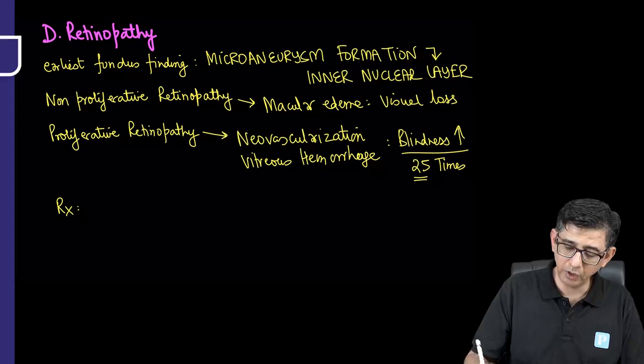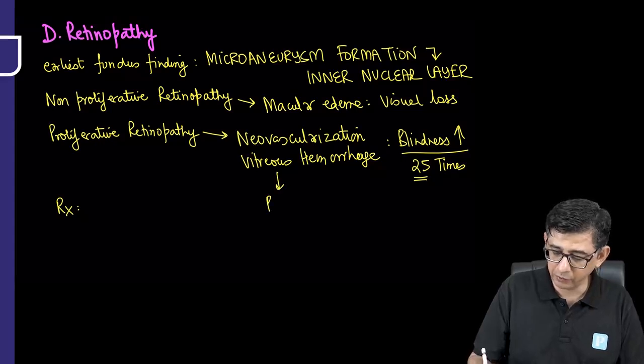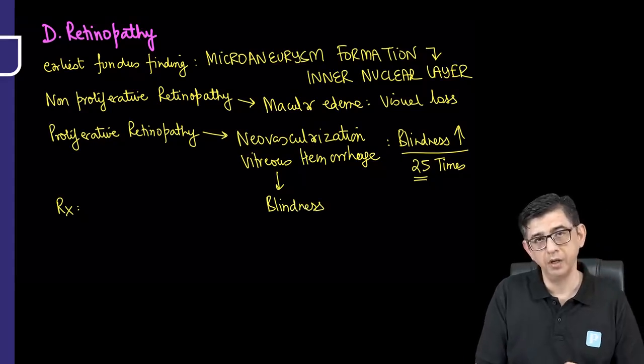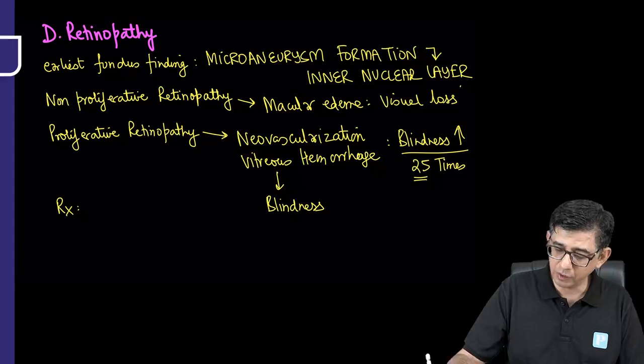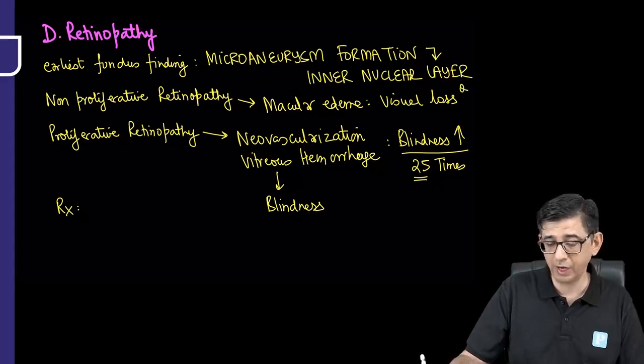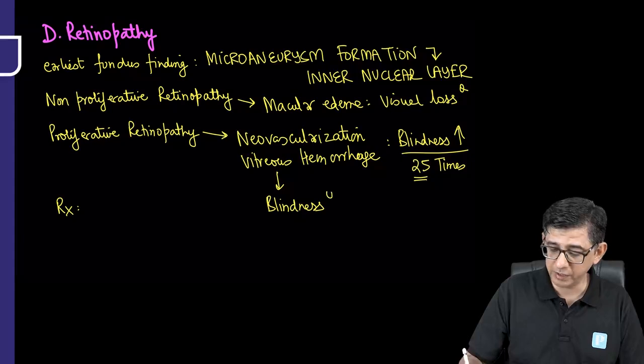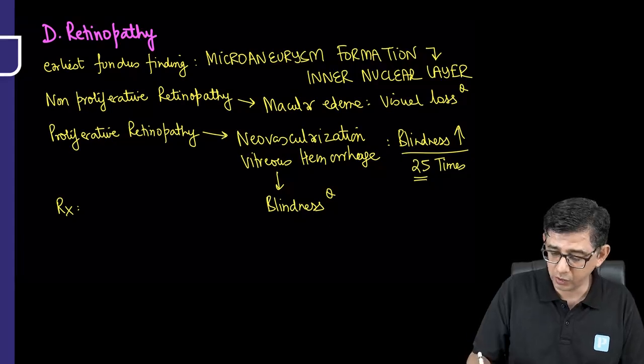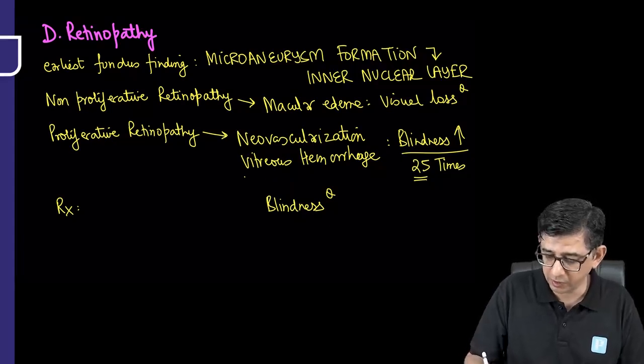Now, because I know that due to these two factors there can be blindness, I need to go into what we can do to prevent this from happening. While doing questions, please be careful. If he says visual loss, it's macular edema. If he talks about blindness, it's neovascularization. There is going to be vitreous hemorrhage. There's going to be retinal detachment that will occur, and that will contribute to the blindness in this patient.